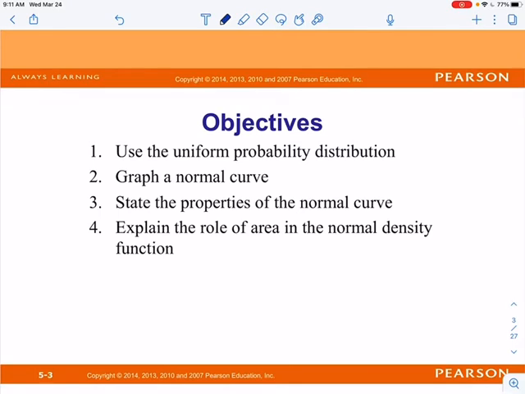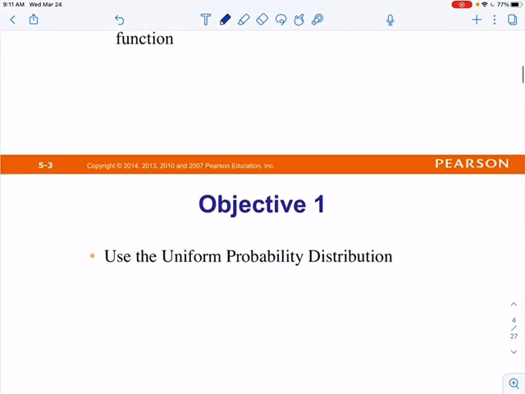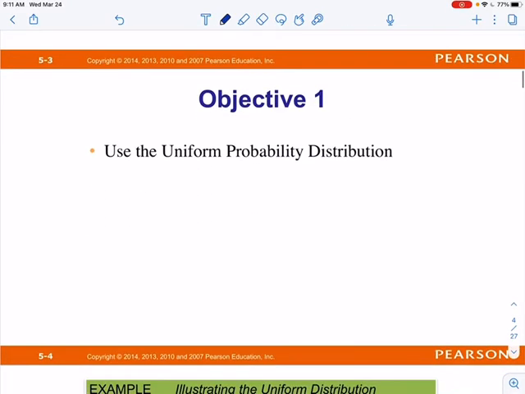So again, there are 4 objectives altogether. Objective 1, we're going to use the uniform probability distribution. And objective 2, we're going to graph a normal curve. Again, that will be in this video. And then the second video will be about stating the properties of the normal curve and explaining the role of area in a normal density function. So objective 1 is to use the uniform probability distribution.